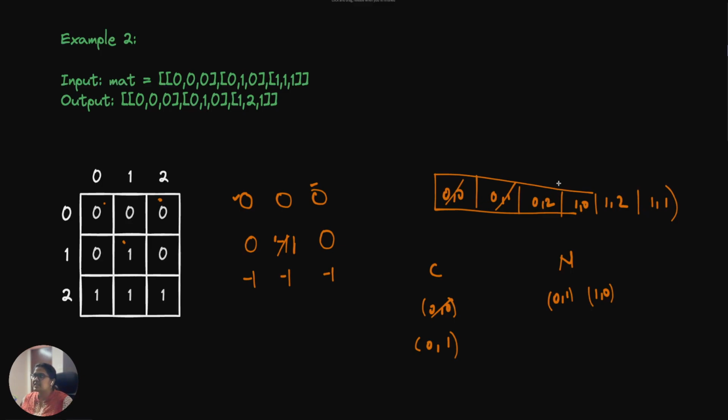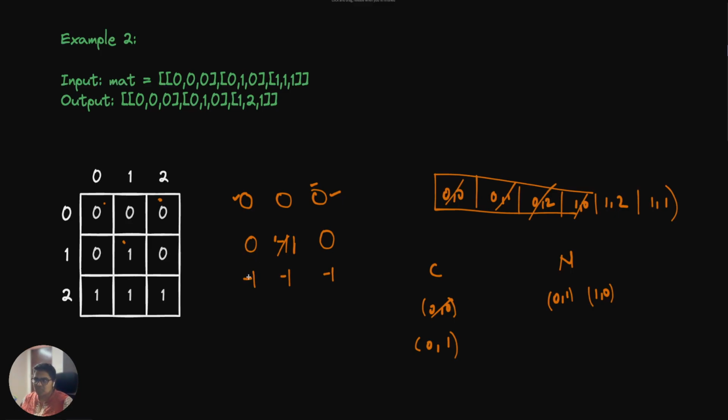Now in the next iteration, we'll pick up 0,2. 0,2 is this node. All of 0,2's neighbors are processed, so there is nothing to do. Then it is 1,0. In the case of 1,0, 0,0 is already processed and 1,1 is already processed. But 2,0 is also a neighbor and it is not processed. So we calculate the distance.